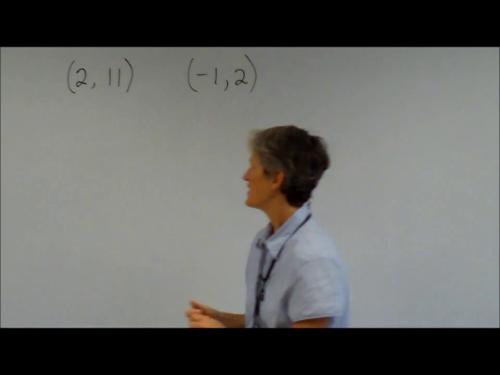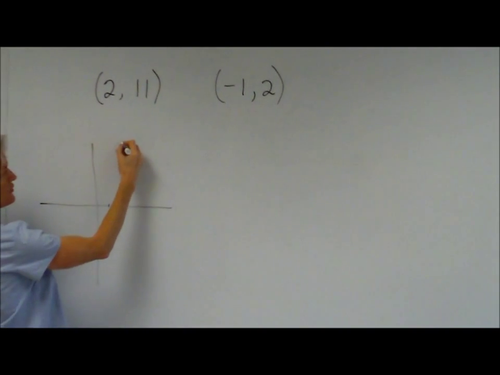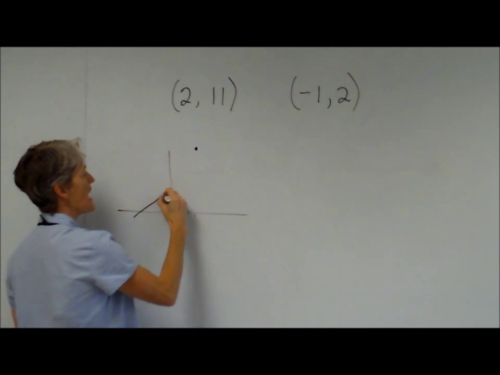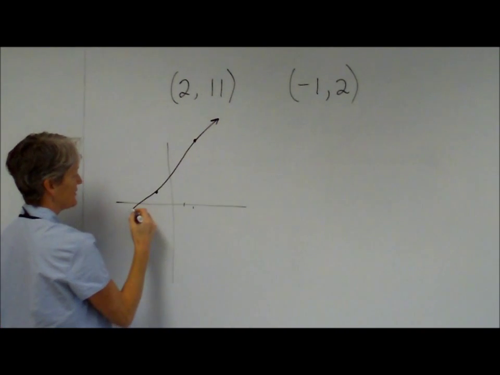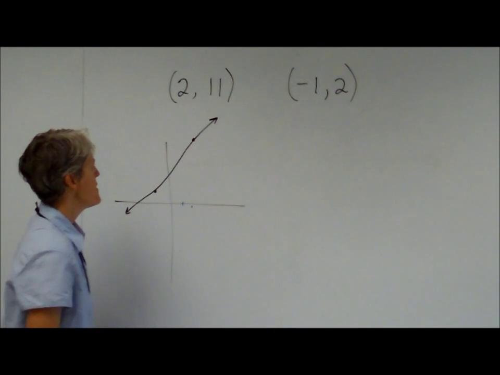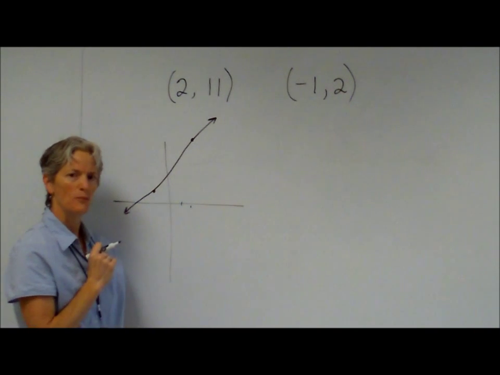So let's think about this. If I did graph this, there's (2, 11) would be up there, (-1, 2), something like that. Oh my goodness, you can see I'm not very good at graphing. Okay. So how am I going to find the slope?